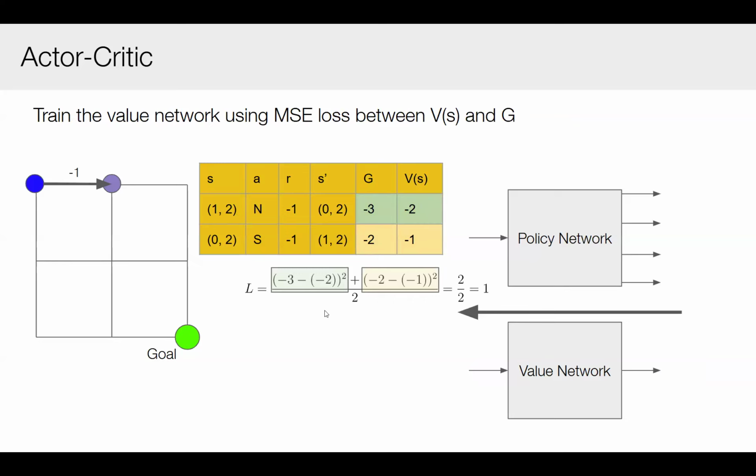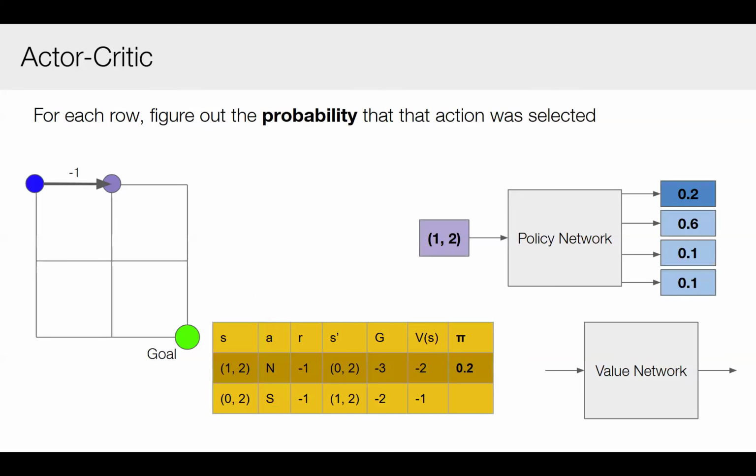Same exact formula that I've done with our Q table. And that's just gonna be this minus this squared plus this minus this squared divided by 2 to average. And we're just gonna take this loss and backpropagate it through our value network, right? So we're effectively training our value network to better predict our V of S. Does this make sense? Cool. So we're done training our value network for this step.